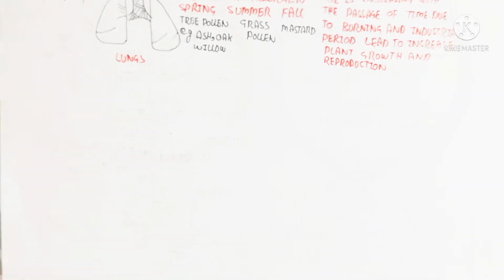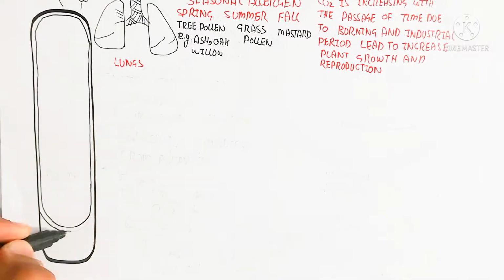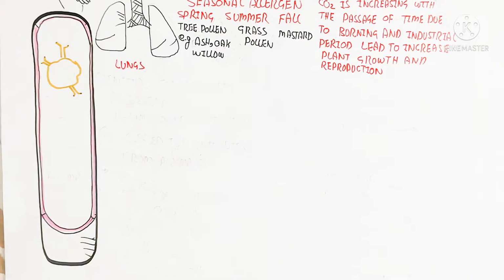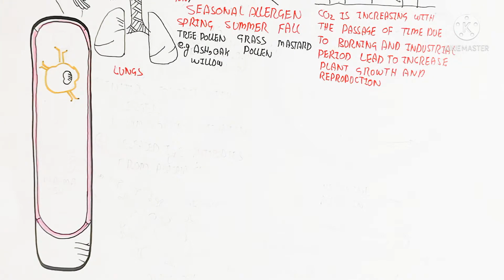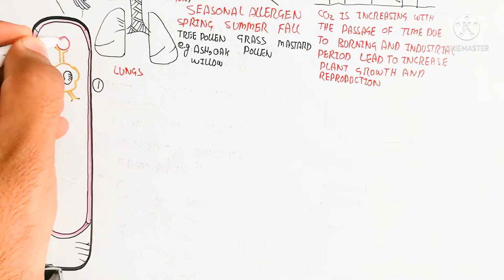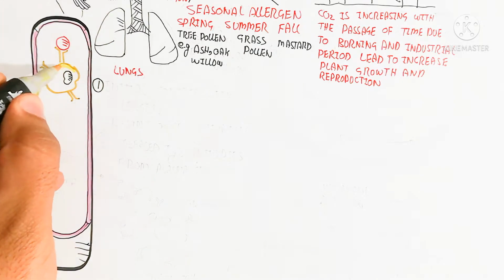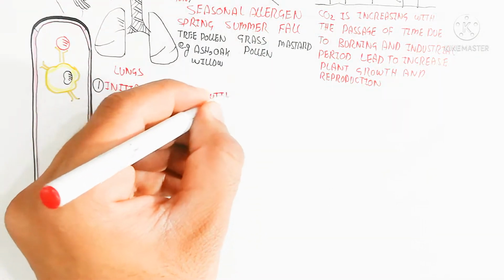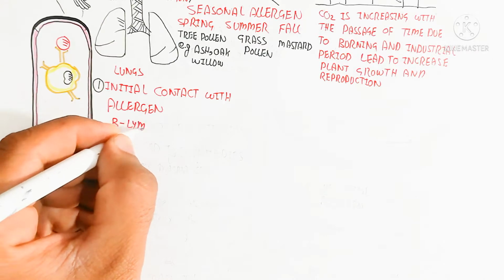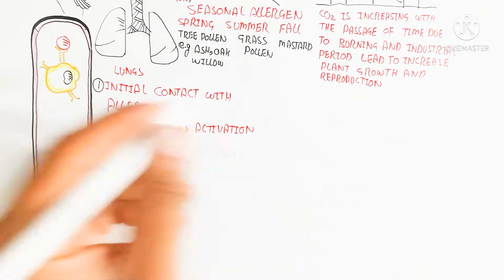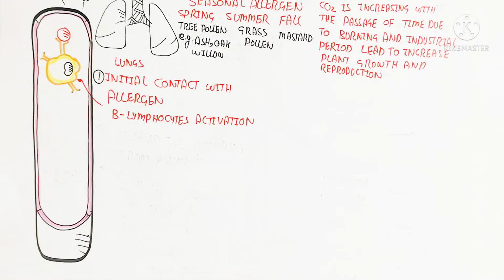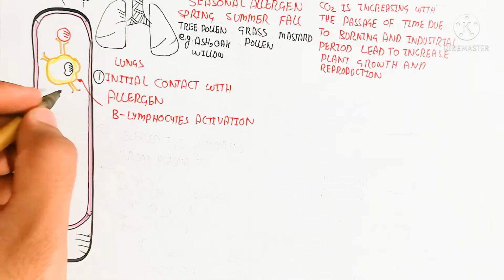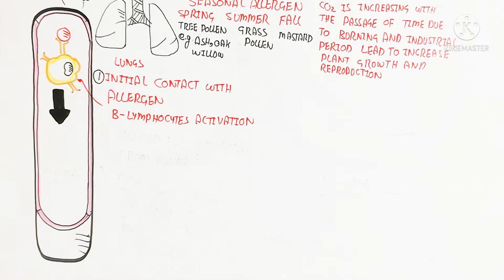In this way, here you can see the blood circulatory system, which contains B lymphocytes. The B lymphocyte will be activated with the initial contact with the allergen. After the initial contact with the allergen, the B lymphocyte is activated to produce plasma cells and B memory cells. But here we will just understand the plasma cell. The B memory cell is used for long-term immunity against this pollen. So the IgE antibodies are released from the plasma cell. These IgE antibodies will target the mast cell.